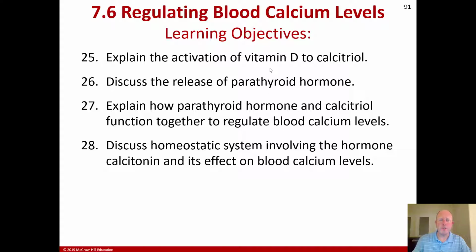Learning objectives for this section are to be able to explain the activation of vitamin D to calcitriol, discuss the release of parathyroid hormone, explain how parathyroid hormone and calcitriol function together to regulate blood calcium levels, and discuss the homeostatic system involving the hormone calcitonin and its effect on blood calcium levels.